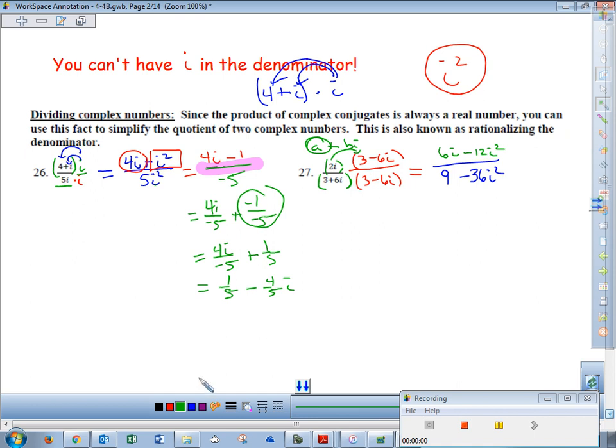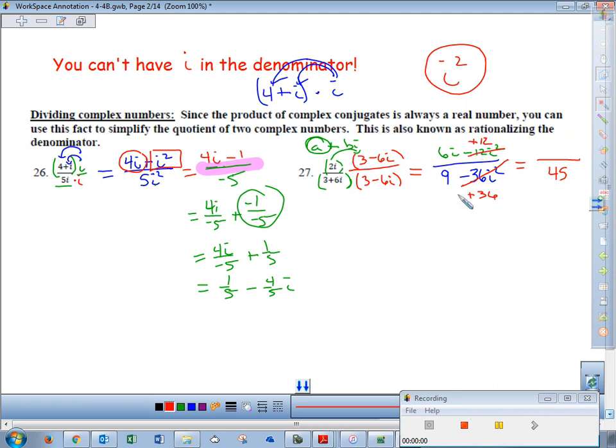Time to go change all the i squared stuff. This guy, what's really going to be right there? Plus 36. Correct? This guy, plus 12 total. Awesome sauce? Now, let's rearrange him. Okay? My denominator is how much? 9 plus 36. Winner, winner, chicken dinner. No more i's in the denominator.